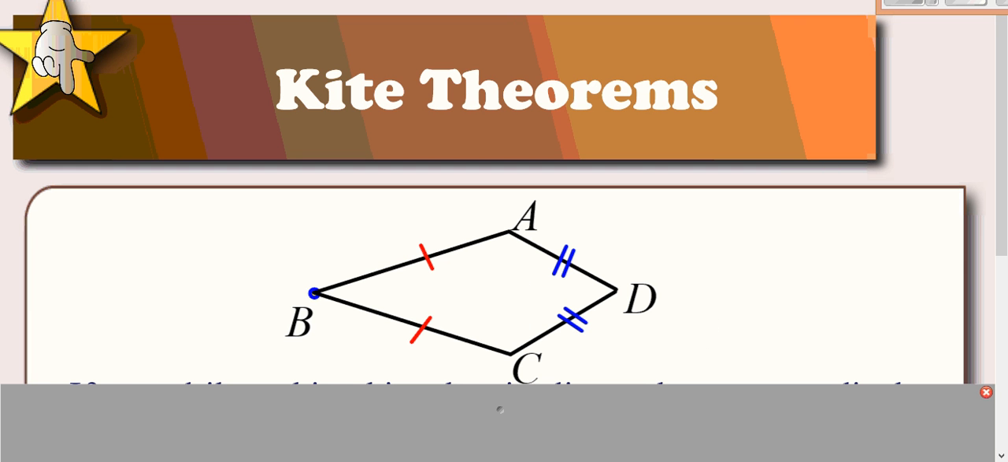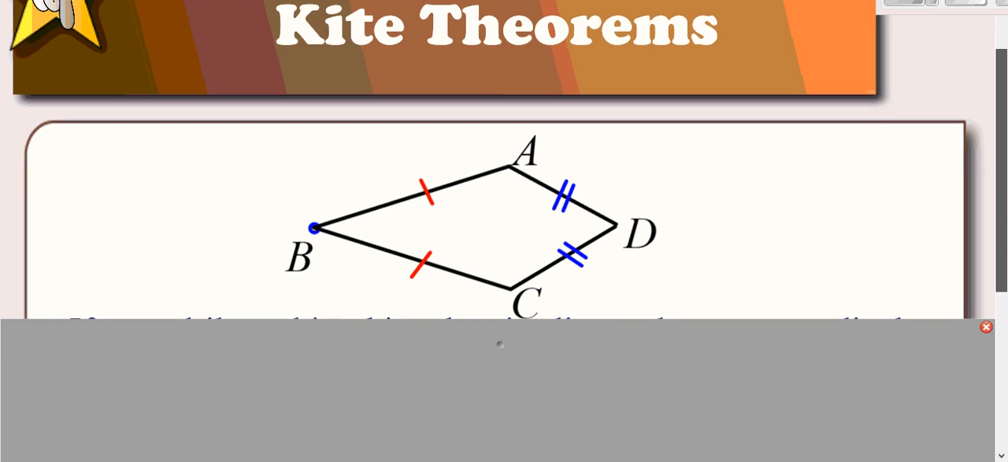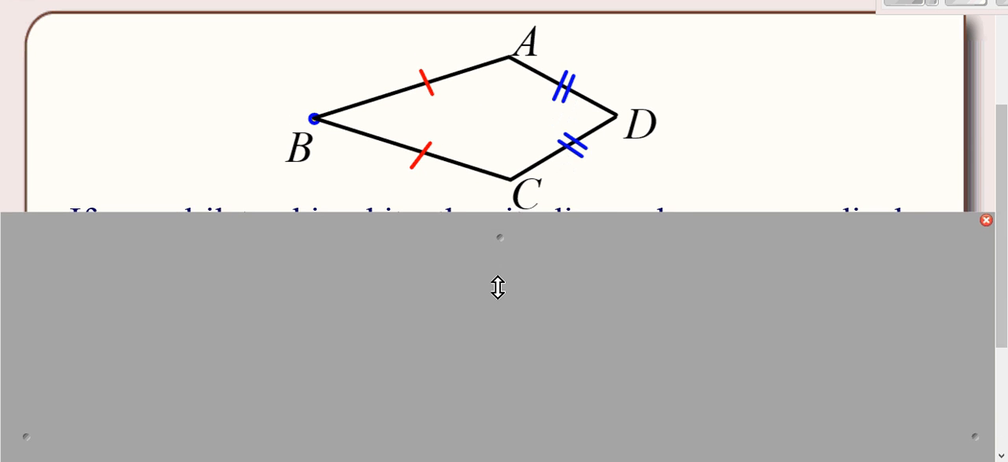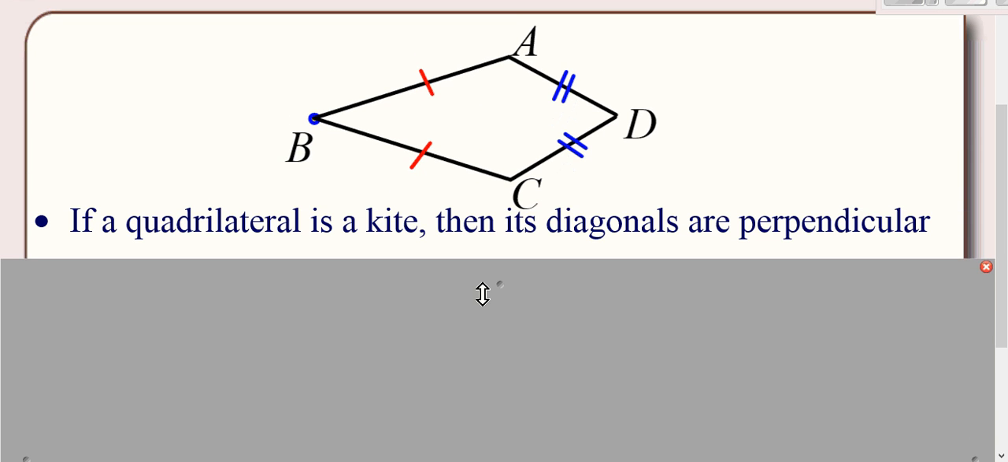So here are those theorems we were talking about. One thing that's going to happen is you draw in both diagonals. They are perpendicular to each other. That makes a right angle.